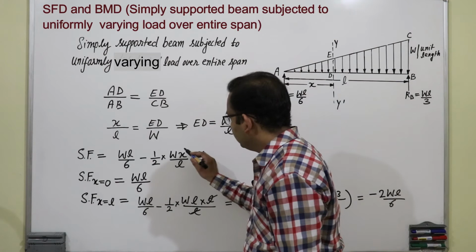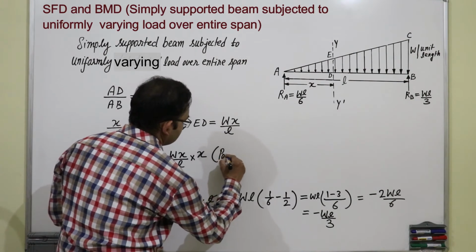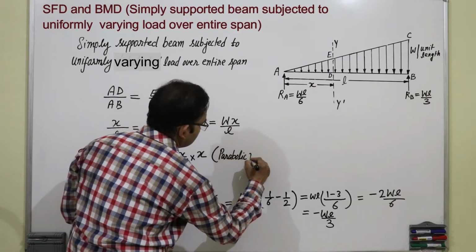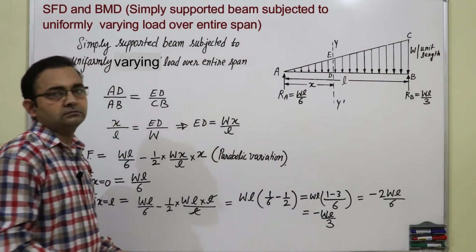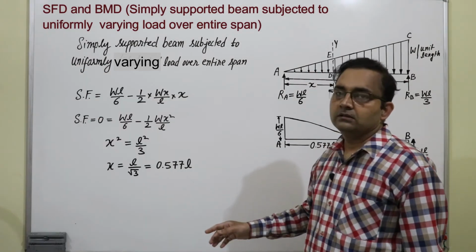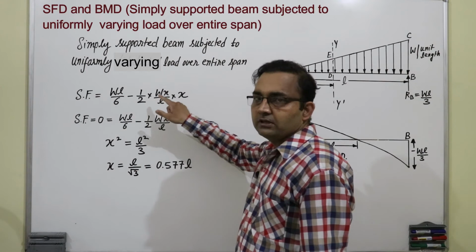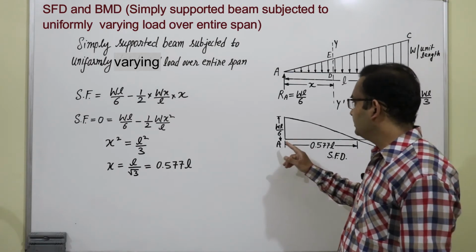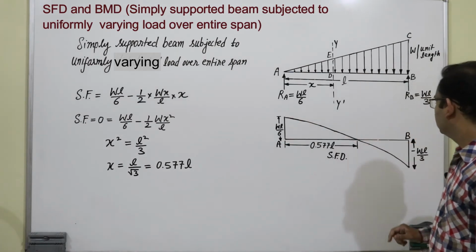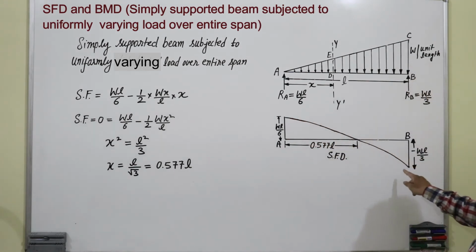And we are seeing here this general equation. Here it is coming x square. So, it is parabolic variation. This is general equation of the shear force and we are seeing here it is coming x square. So, it is a parabolic variation and we have calculated at point A shear force is WL by 6, at point B or x equal to L shear force is minus WL by 3. So, it is a parabolic variation.